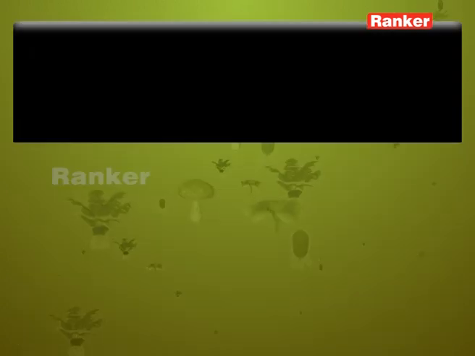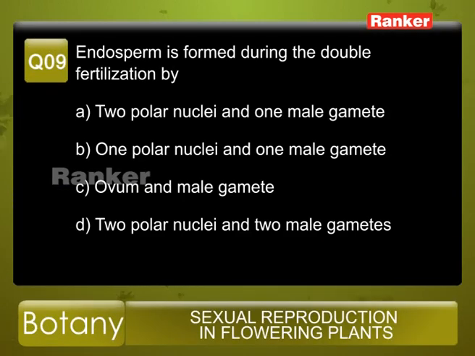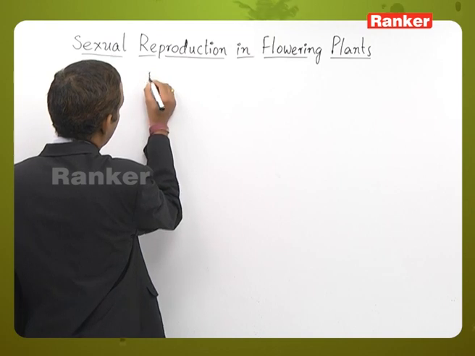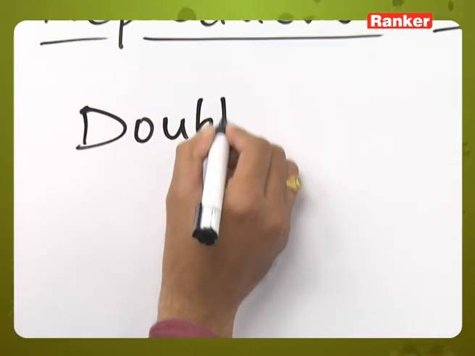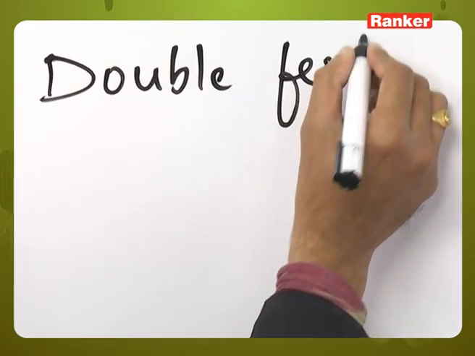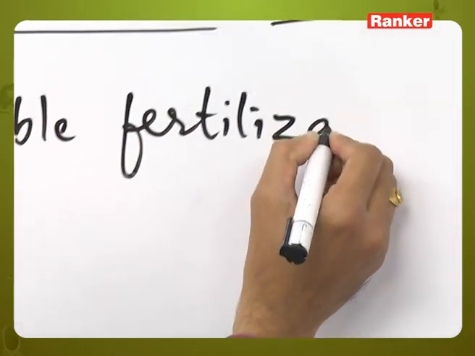Question number 9. Endosperm is formed during the double fertilization by? The given options are A. Two polar nuclei and one male gamete. B. One polar nucleus and one male gamete. C. Ovum and male gamete. D. Two polar nuclei and two male gametes. So here, double fertilization is the unique feature present in angiosperms.